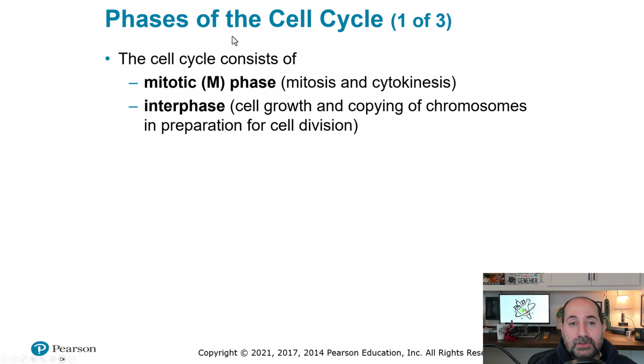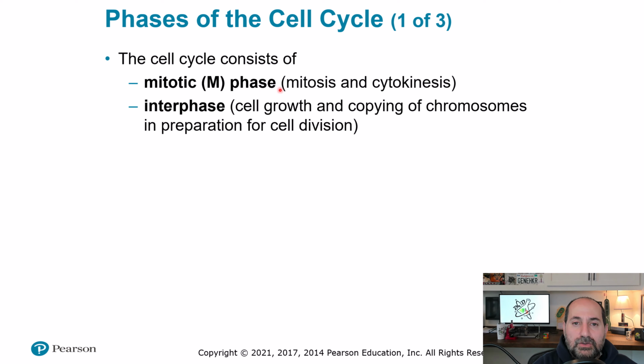Well, you need to know that there are two major phases to the cell cycle. There is what's known as the mitotic phase, or M phase, where the cell is actively dividing. And then there's interphase, where the cell is not actively dividing. In fact, that's when the cell grows, the cell copies its chromosomes, the cell prepares for cell division, right? All of that occurs during interphase. And by the way, interphase takes up most of the cell cycle timeline. On average, interphase takes up 90% of the timeline of the cell cycle, whereas the mitotic phase, M phase, where the cell is actually dividing, takes around 10% of the cell cycle timeline.